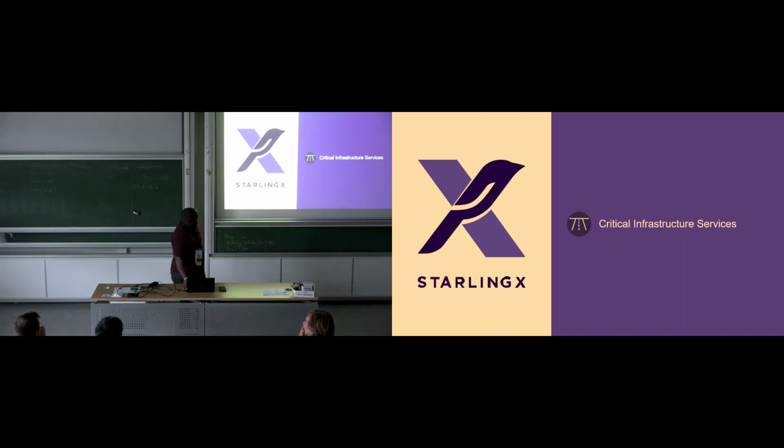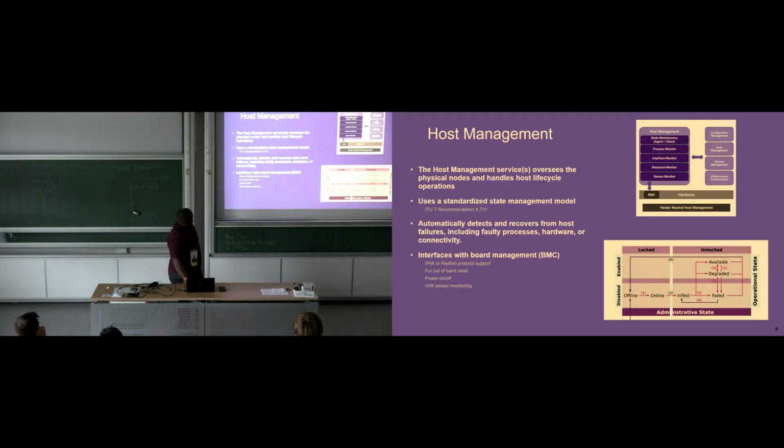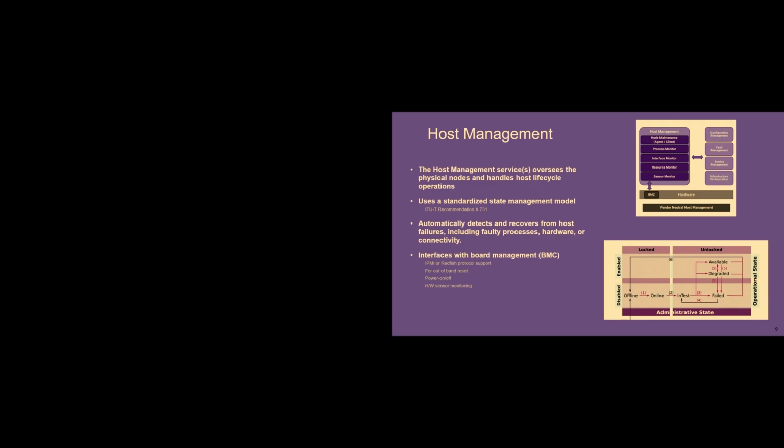Okay, so I'll talk a little bit about the critical infrastructure services. Sometimes we refer to this as platform services too. So we have host management, which is a variety of services, and essentially they monitor the processes, interfaces, resources, sensors, talk to the BMCs on the server, and interface with the other StarlingX services: fault, service management, orchestration, and config. It tends to use a standardized state management model with lock, unlock, disabled, enabled, and when you're starting up you go from offline to online, and depending on whether you start up properly, you will be available, failed, or degraded.